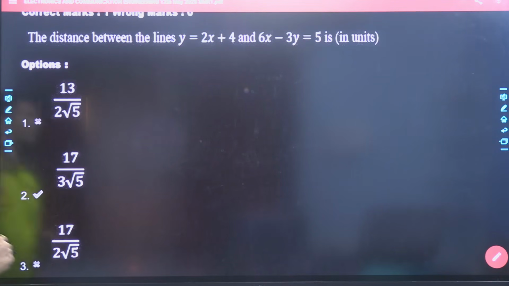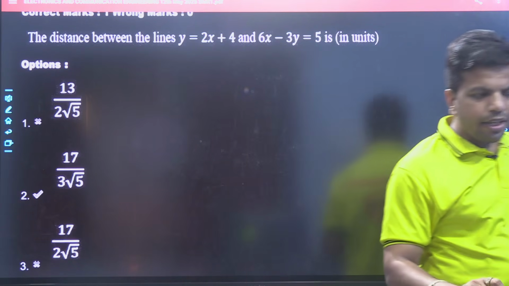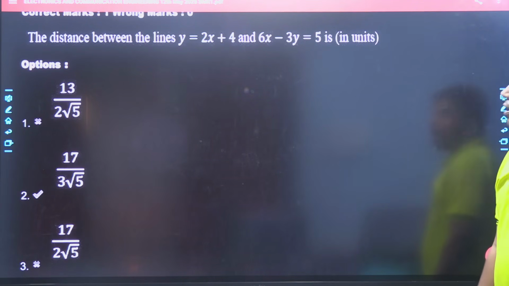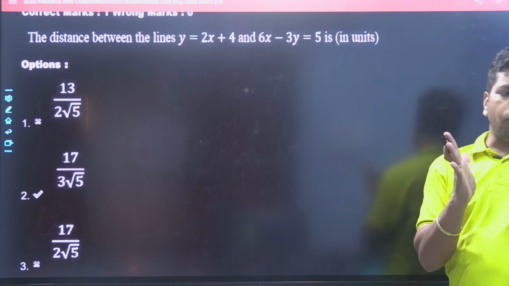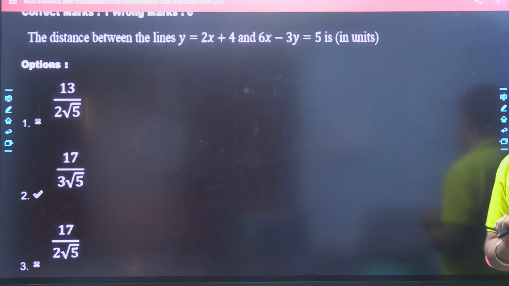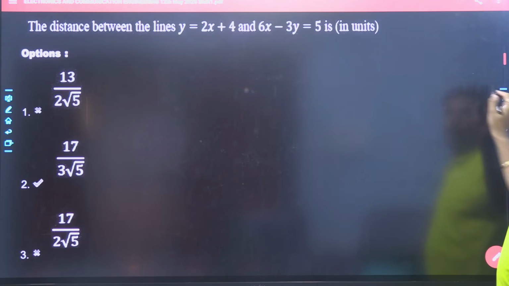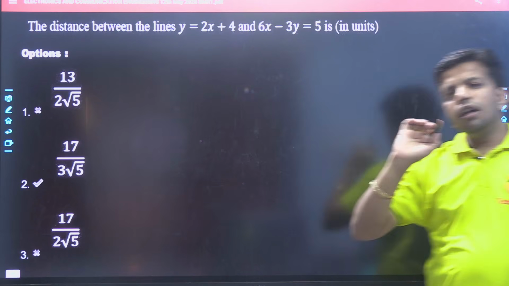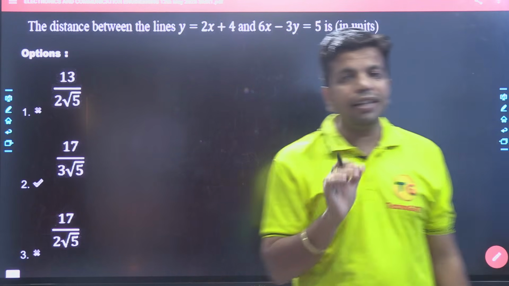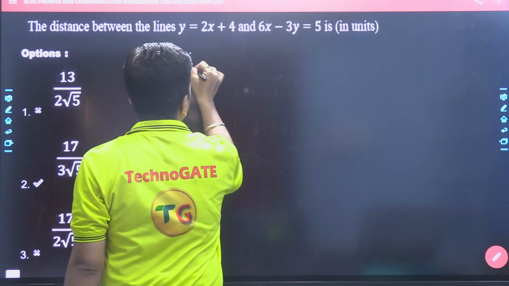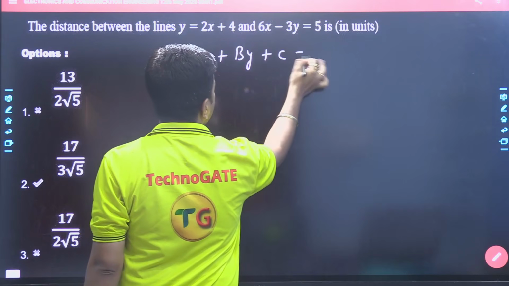The distance between the lines y equals 2x plus 4 and 6x minus 3y equals 5 is. So there are two lines. We need to find out what would be the distance between the two lines. First of all, check what is the standard format for the equation of a line. The standard format is simply ax plus by plus c equals 0.